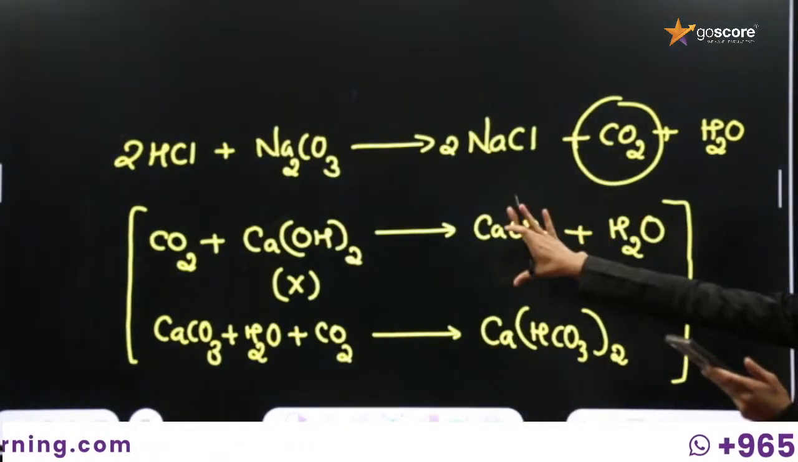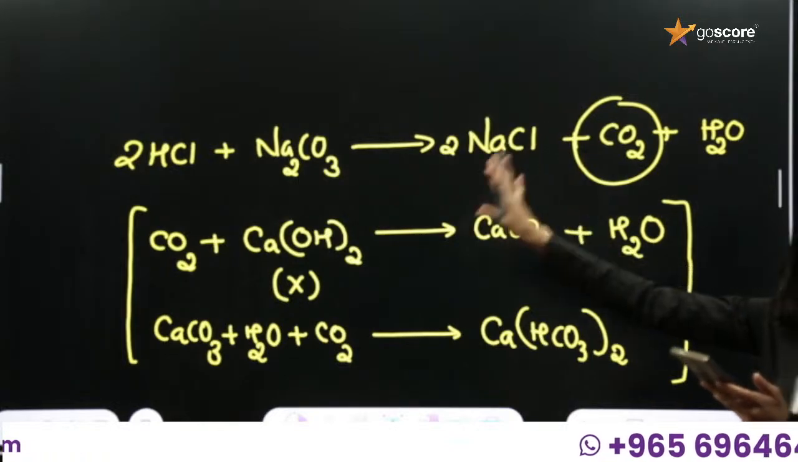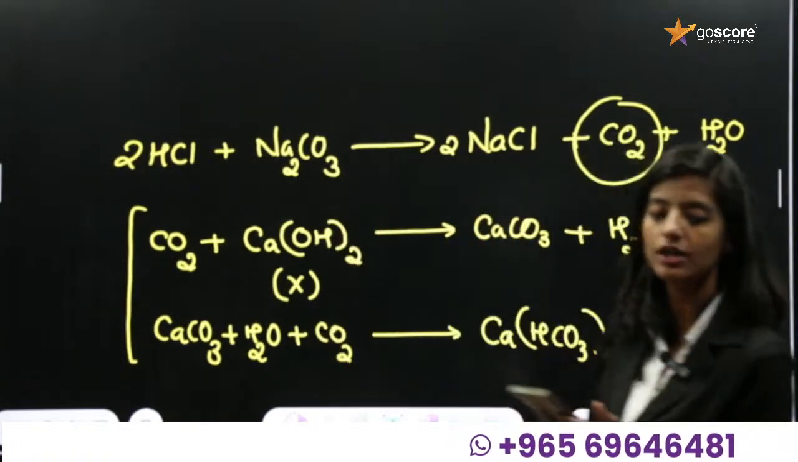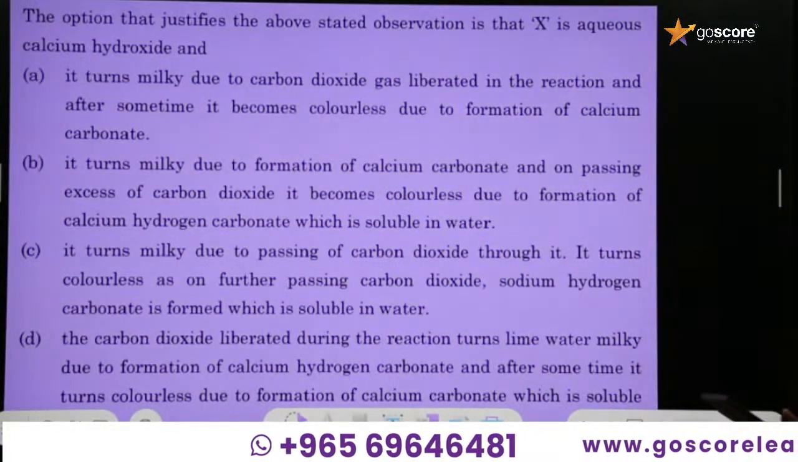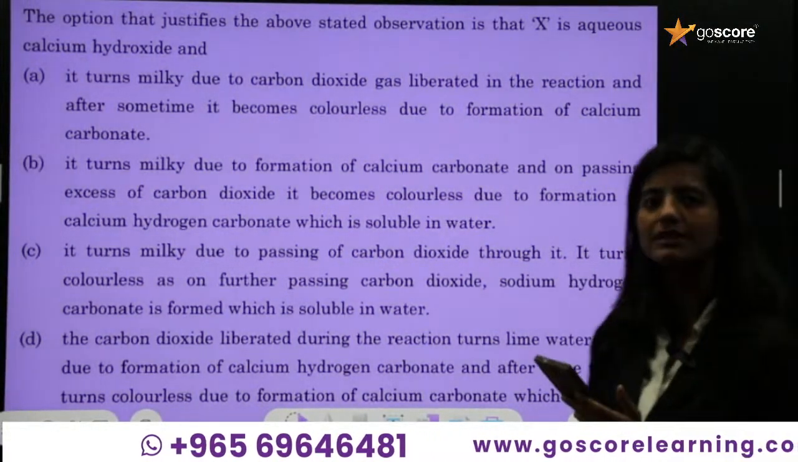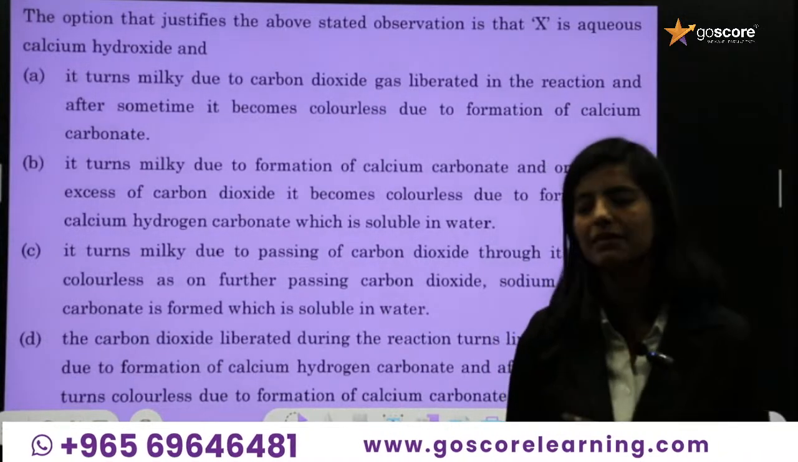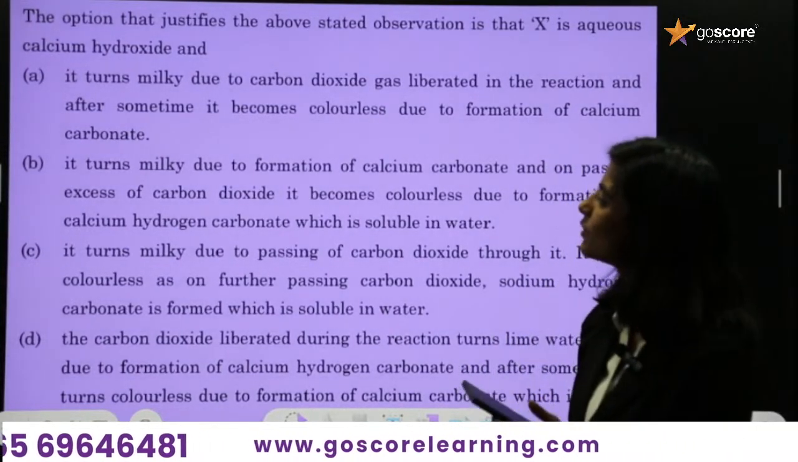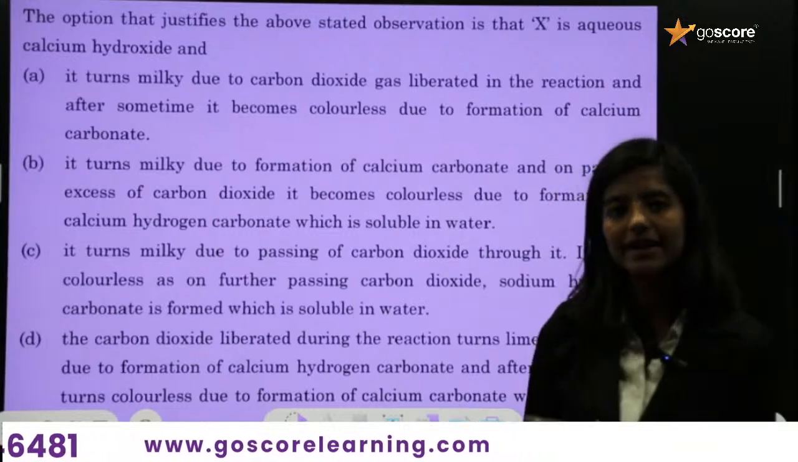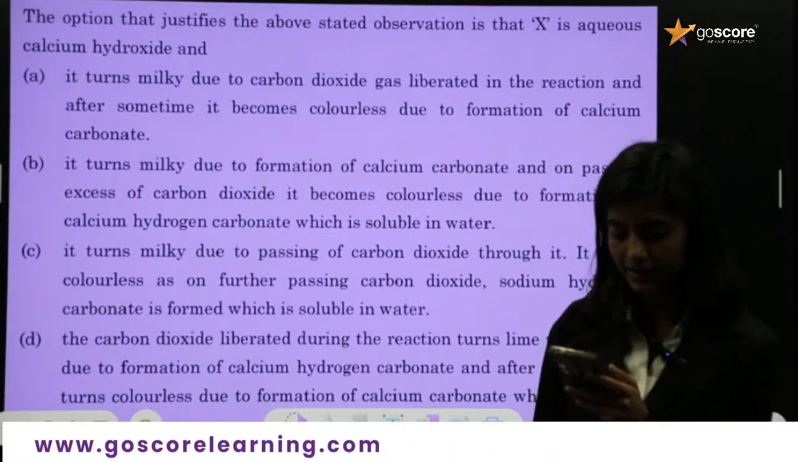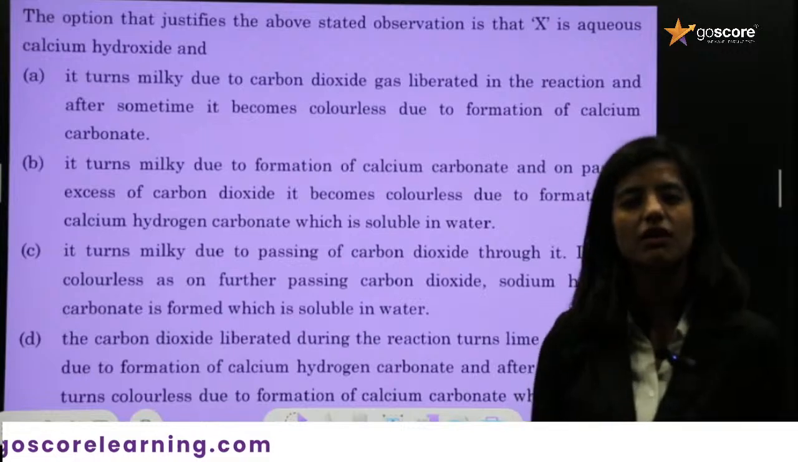Now, this is the basic concept of that diagram, of that experimental setup. And the thing that you're going to look into is the options. These are the 4 options. I know it's a bit lengthy and you might feel it's too lengthy to read, but it's fine. It's just 1 mark, and you will get 1 mark if you do it.